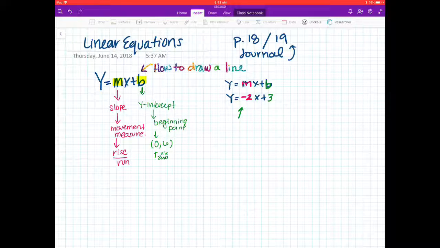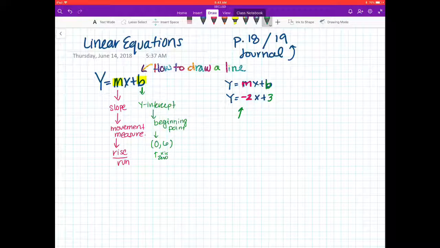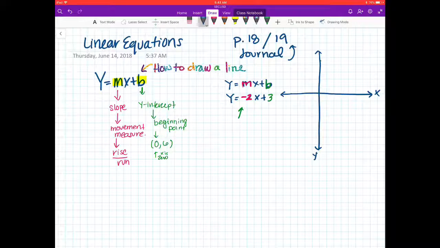Insert. No, I don't need stickers. I guess I can't do it on this thing. Okay, so what I'm going to need is a graph. So here I go. Remember you're taking notes. I'm going to do my best here. I'm not very good here. All right, so here we go. We have my x and y axis. This is x, this is y.